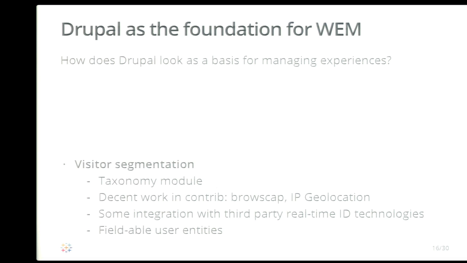Obviously, connecting to third-party services is kind of an integral part of Drupal's DNA, and we do pretty well with that. There are a lot of enterprise-y, real-time identification services that we can hook into and be like, oh, this person corresponds to this IP address, and we can get a whole bunch of information about that IP address and associate it with that person. That's a thing that we do pretty well. And then there are some modules in the contrib space like BrowseCap or IP geolocation that bring that functionality into Drupal itself. Pretty good at that.